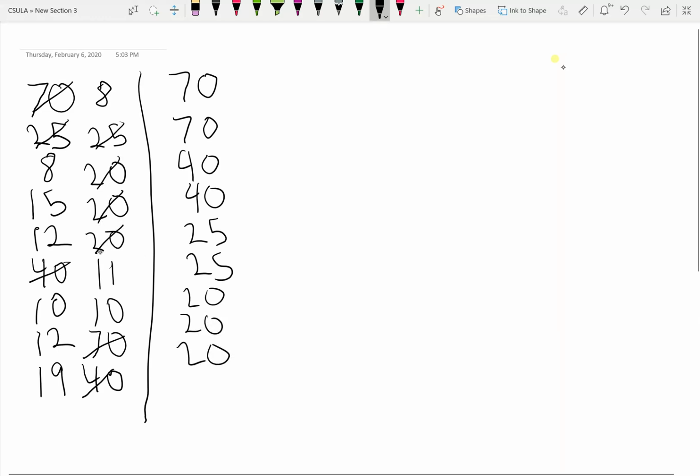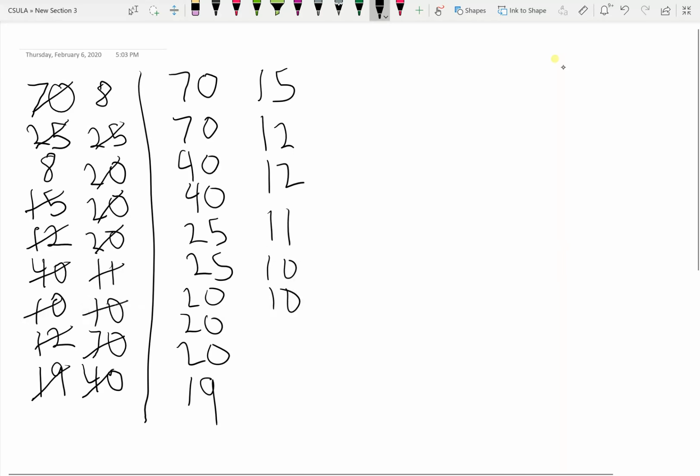All right, next one. 19. 15. 12. Two 12s? All right. 11. All right, where's two 10s? Two 10s? And two 8s. Two 8s? Is that it? Yeah. All right. Then I'm going to draw a histogram.